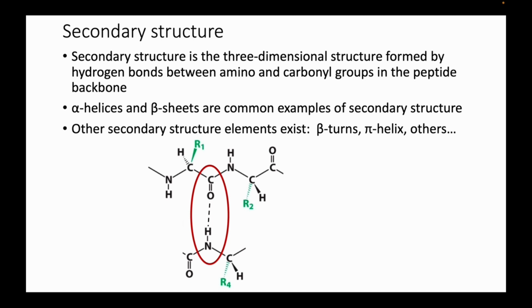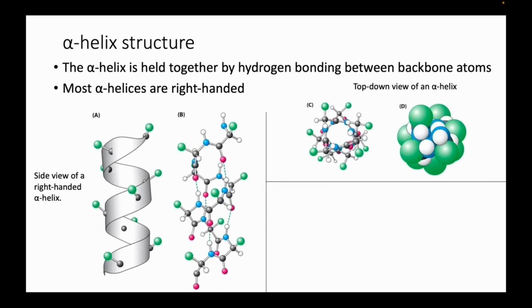Alpha helices and beta sheets are common examples of secondary structure, so we're going to take a close look at how those are formed and what stabilizes them. There are other secondary structure elements that exist. One example are beta turns. We will talk about those. There's also pi helices, other things. So if other things come up in your future, know that those are secondary structure elements you can look up. But for this class, we're just going to cover the major ones. Let's start with the alpha helix.